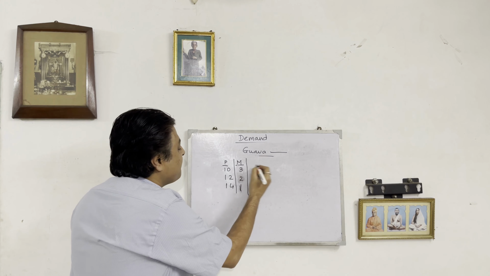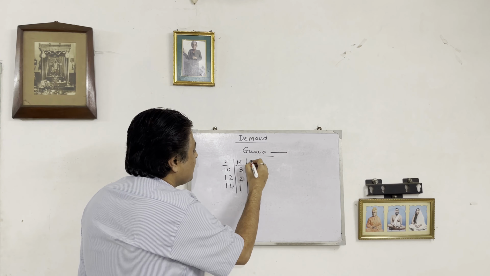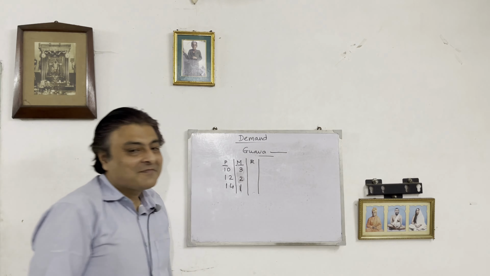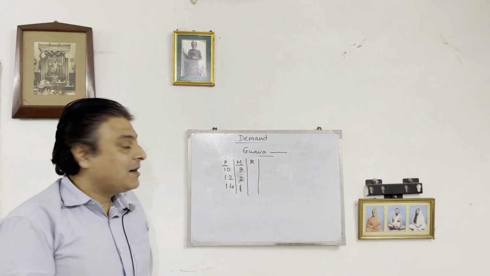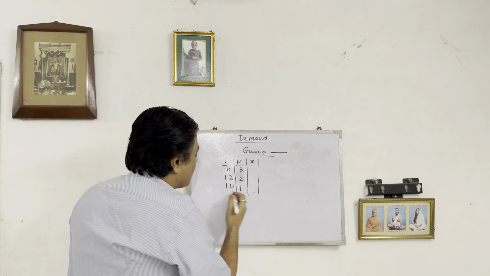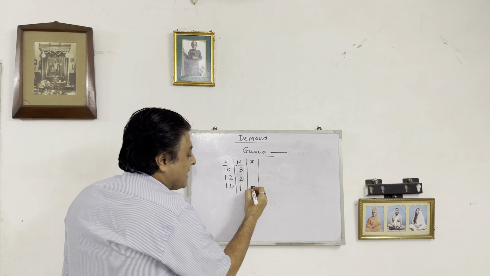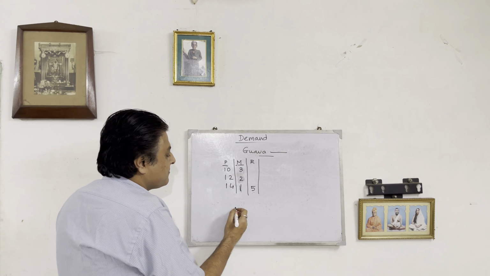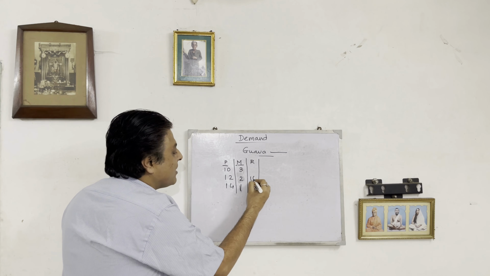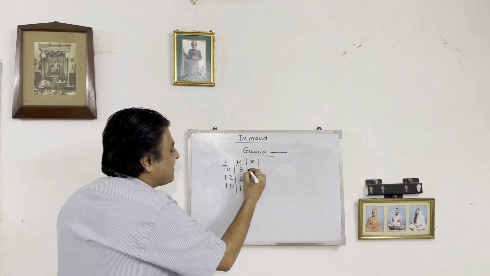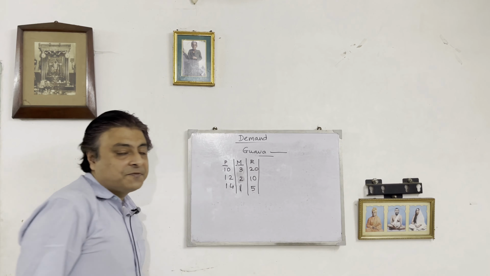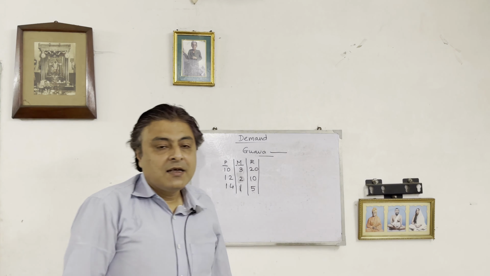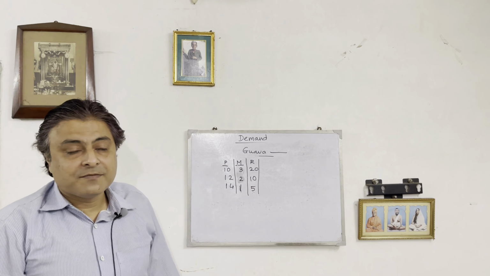Take another friend of Mithu, Rocky. Rocky is Mithu's another friend. He has got a different demand. When the price is 14, he asks for 5 guavas. When the price is 12, he asks for 10 guavas. When the price is 10, he asks for 20 guavas. He is having a different opinion altogether.